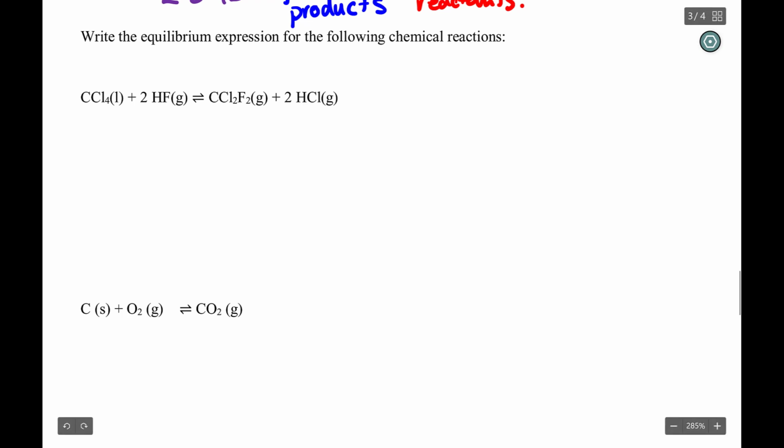Now that you've had an opportunity to give the question a try, I'll show you how I would do it. The first thing I would do is highlight all of my states. I would then cross out any odd ones that don't belong. So CCl4 is a liquid. This would not be part of my equilibrium expression.